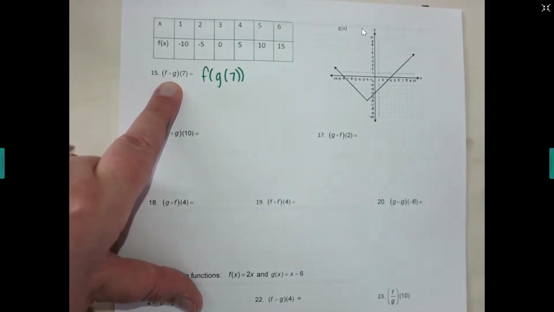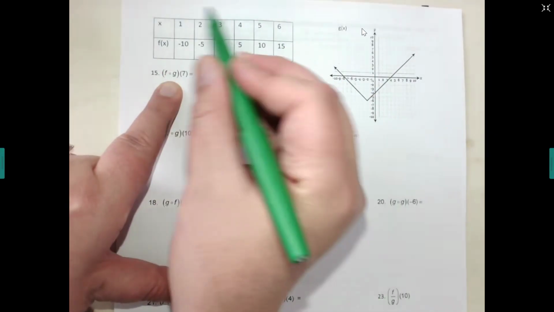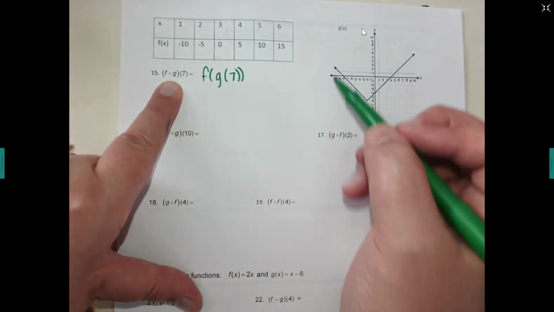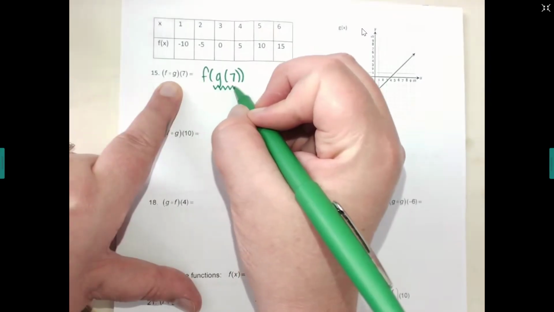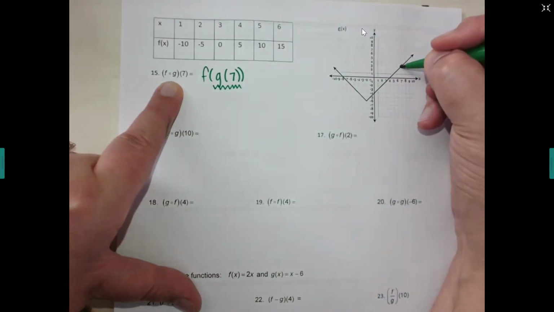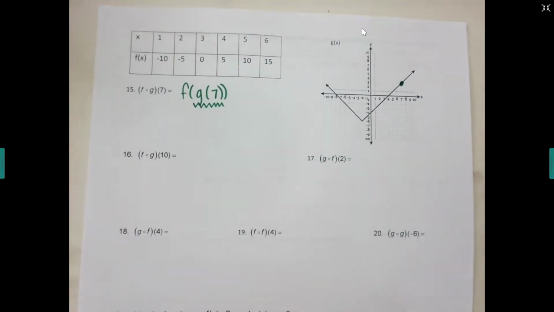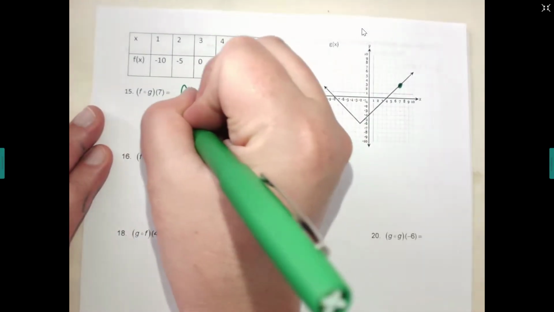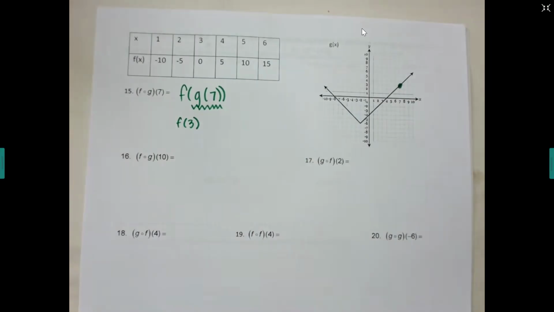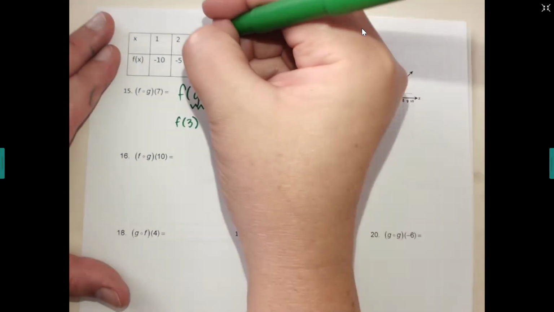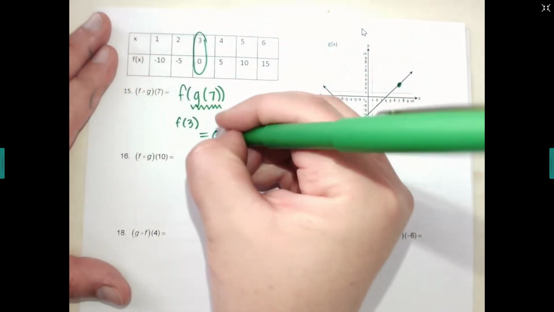If I'm looking at F, I'm using this chart. And if I want G, I'm looking at this graph. So G of 7 is where I start. Count out to 7. How high is it? Probably have to look on your paper instead of mine. 3. Then I'm going to find F of 3. The way you use the chart is you find the number you want in the X row, and then you give the answer in the F row. So if I go to 3, my F value is 0. So at 3, my answer is 0.